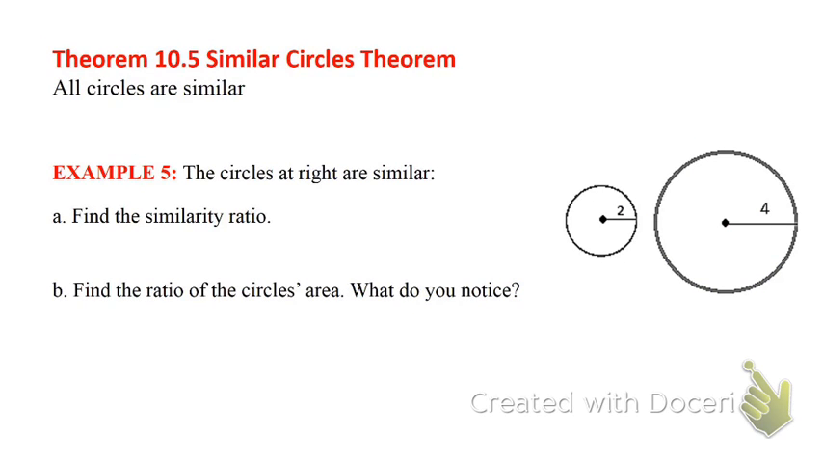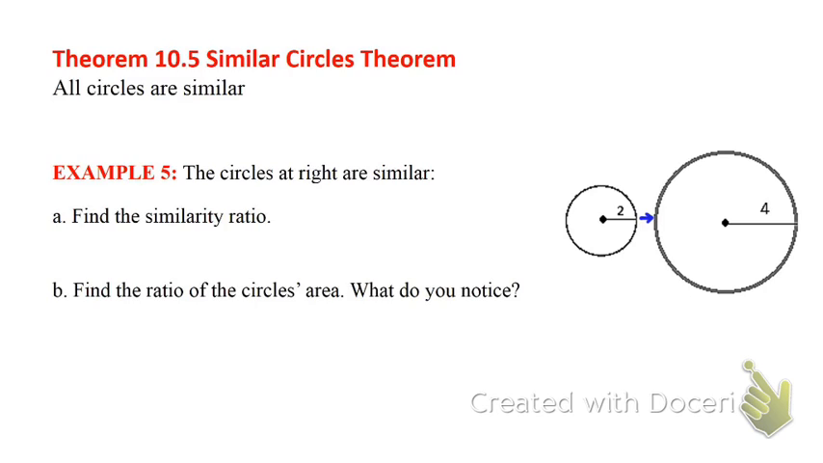All right, last theorem and last example here. This is a theorem which says that all circles are similar. So unlike triangles, where we had to prove similarity by angle, angle, or side, angle, side, all circles are similar. So we don't ever prove two circles are similar. So in example 5, it says the circles at right are similar. Find the similarity ratio. So remember, the similarity ratio is like the scale factor. So we'll assume that it goes this way, from the little to the big.